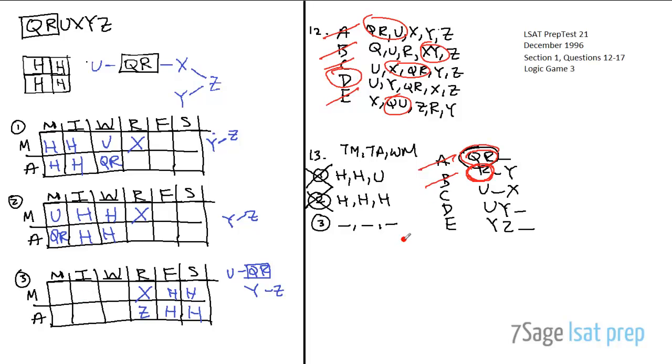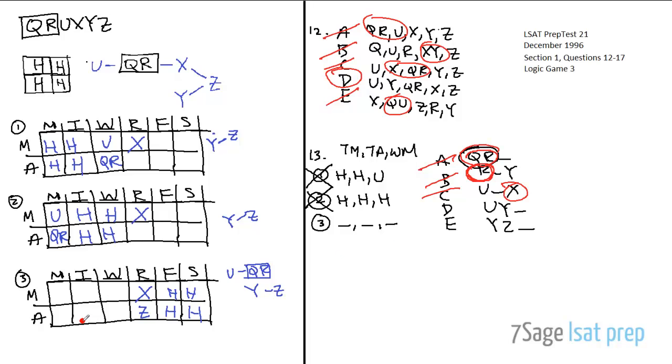There's no way. So get rid of that. How about answer choice C? U blank X. Well, X here is on Thursday. We know it's on Thursday, so it can never be on Wednesday morning. So forget it.